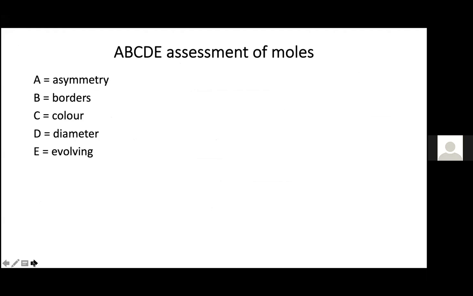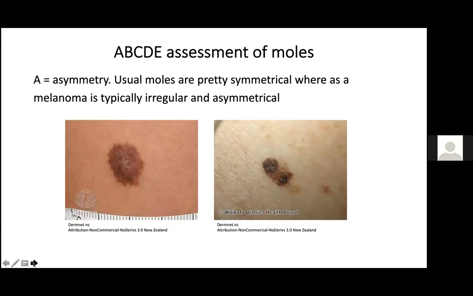So moles are assessed using the ABCDE criteria. So A is for asymmetry. Now, usually moles are pretty symmetrical, whereas worrying things like melanomas are more irregular, more asymmetrical. So you can see the picture on the left there, that is a mole, and that looks pretty symmetrical. It looks pretty regular. We can see the edges of it. Whereas the one on the right there, we can see that's quite irregular. There's lots of different things going on there. It's not perfectly round. It's certainly not symmetrical.